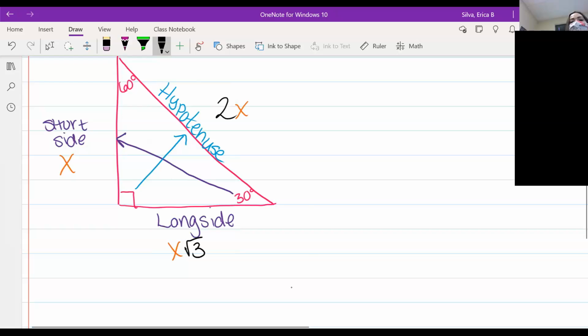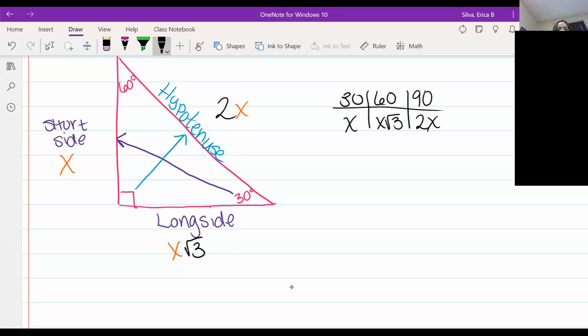All right, if you like the table from last time, across the 30 degrees, we have x. Across the 60 degrees, we have x times the square root of 3. And across the 90 degrees, we have 2 times x. Any questions so far?